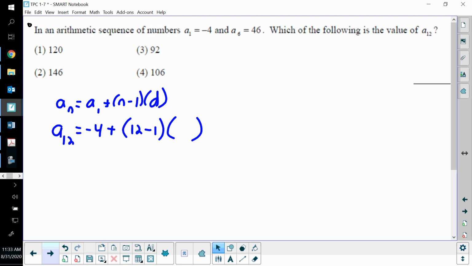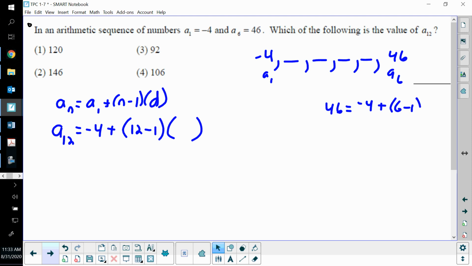Well, we know we have -4, comma, blank, second term, third term, fourth term, fifth term, and our sixth term is 46. So we can use that fact to do a little formula off to the side. Our AN would be 46. -1 is our fourth term. We'd have 6 minus 1, because 6 would be our spot number, N. And then D, and we can use that to find D.